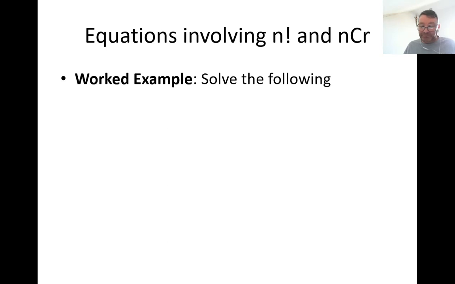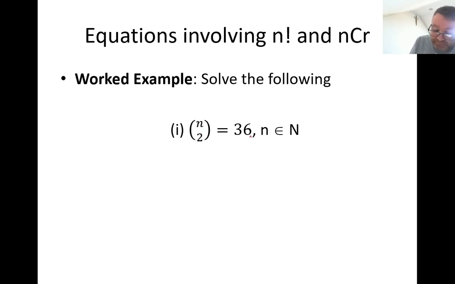So let's take an example. Solve the following: nc2 equals 36, n is an element of natural numbers. Take notice that they're putting a condition on your question. Your answer can only be from natural numbers. What does it mean? It means nc2 is n multiplied by the number before it, n minus 1, all over 1 by 2, and that's equal to 36.